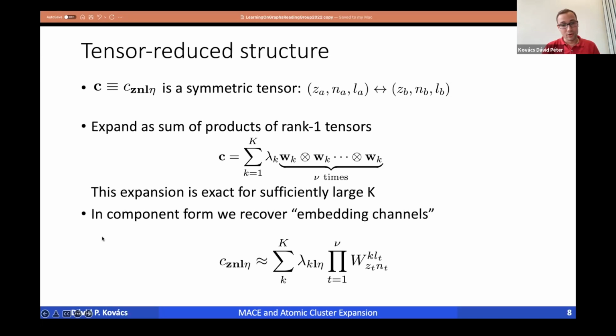And then we can write it in component form. And what we get in component form is the full A. So these are the A's basis functions, which form a complete set of features. And we can write that out in this way. So basically you have this sum over k. Those are channels. So you sum over the channels and you have these products of weights. These products of weights are essentially the product basis that we had before.